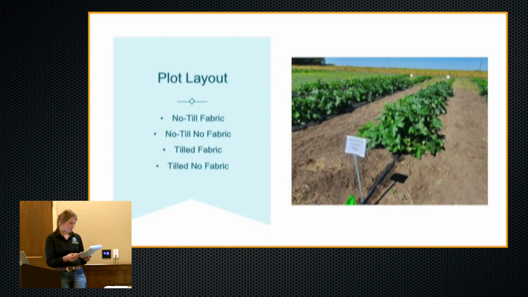And then the plot layout: we had a total field size of 400 feet by 120 feet in a randomized complete block design, with each of the 4 blocks split into 4 clover treatments, with 4 managements randomized within each plot. And those 4 managements were no-till fabric, no-till no fabric, tilled fabric, tilled no fabric.